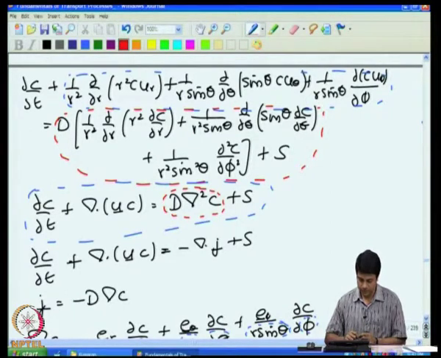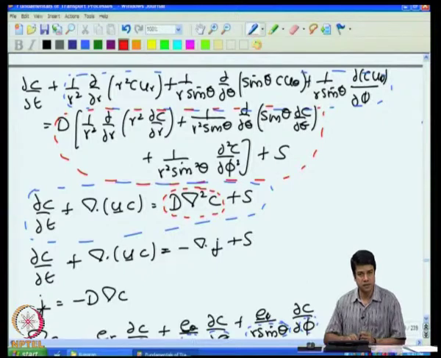spherical coordinate system. And the Laplacian operator is shown on the right, 1 by r square d by dr of r square partial c by partial r plus 1 by r square sin theta d by d theta of sin theta partial c partial theta plus 1 by r square sin square theta partial square c by partial phi square.